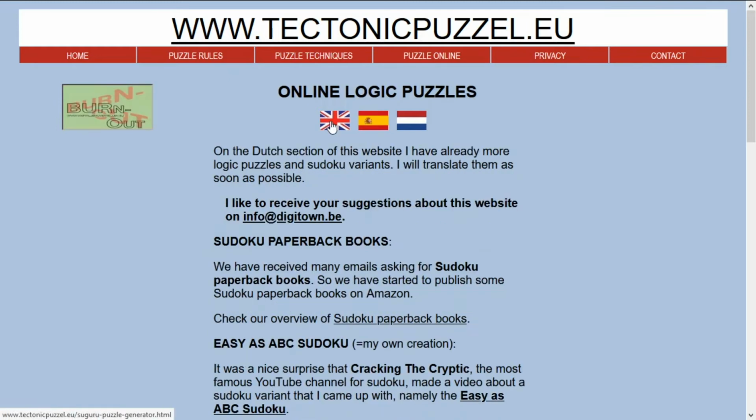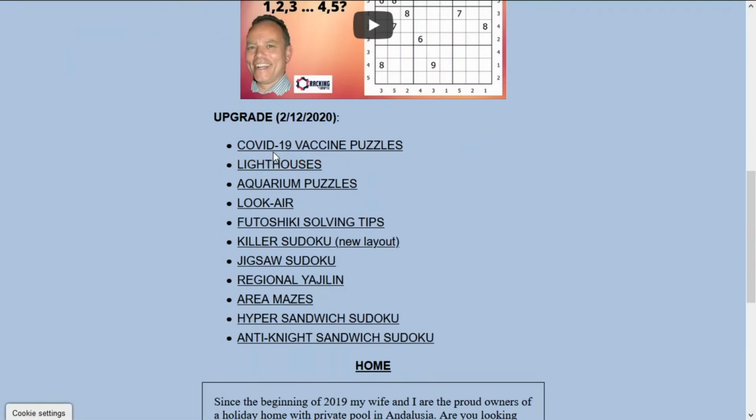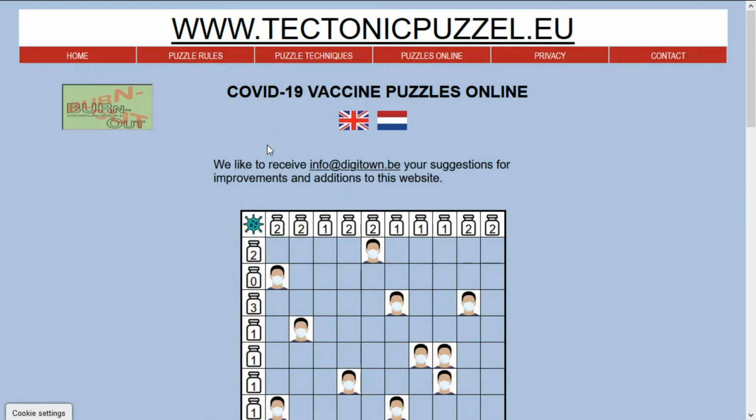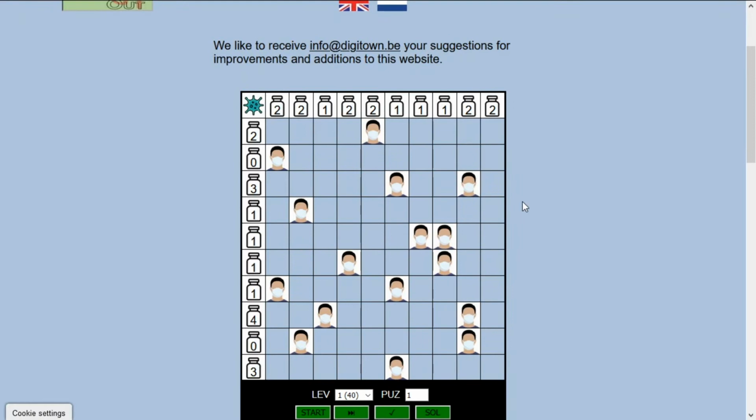I go to English and I'll show you today the COVID-19 vaccine puzzle. It's not a completely new puzzle. It's a puzzle that already exists. It's called the Tents and Trees puzzle, but I've given it a COVID-19 theme. So in the original puzzle, there are trees and you have to put a tent next to a tree.